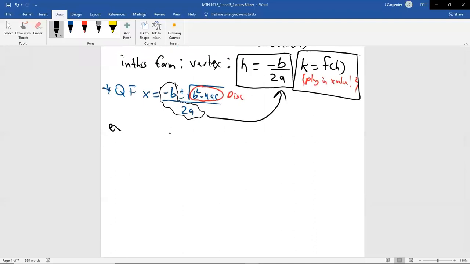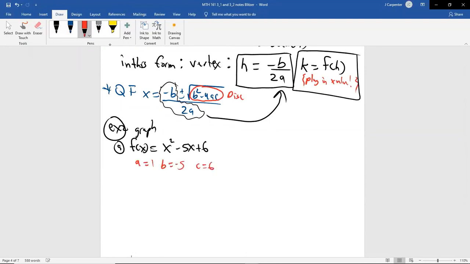So example 2, graph f of x is equal to x squared minus 5x plus 6. Now, some people like to go ahead and identify what your a's, b's, and c's are. That's up to you. I do, so your a is positive 1, your b is negative 5, and your c is 6. This is not in vertex form. I cannot just spit out the vertex immediately and say it's negative 5, 6. That's completely wrong.